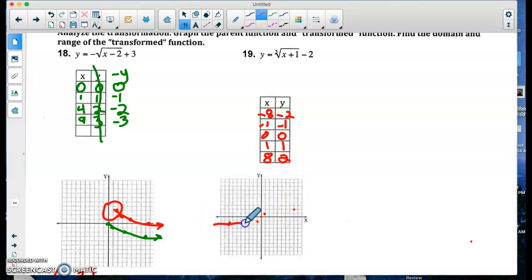All right. On this one, compared to our other one, we're going to put arrows on both sides because these will continue to go on either side because we can cube root negatives.